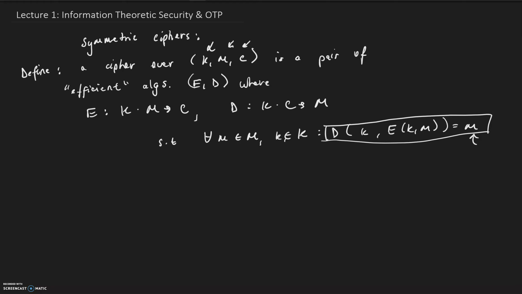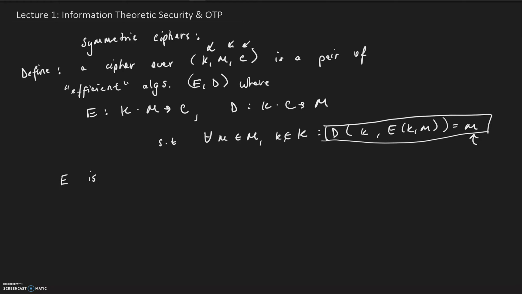Right, so encryption takes keys and messages and outputs ciphertext, and D takes keys and ciphertext and outputs messages. And that's really all a cipher is. It's two algorithms, encryption and decryption, E and D.